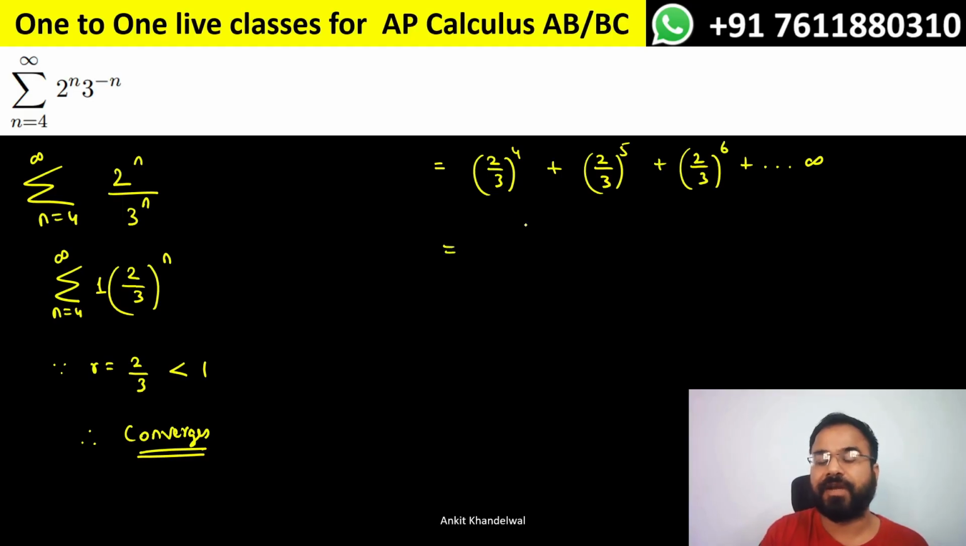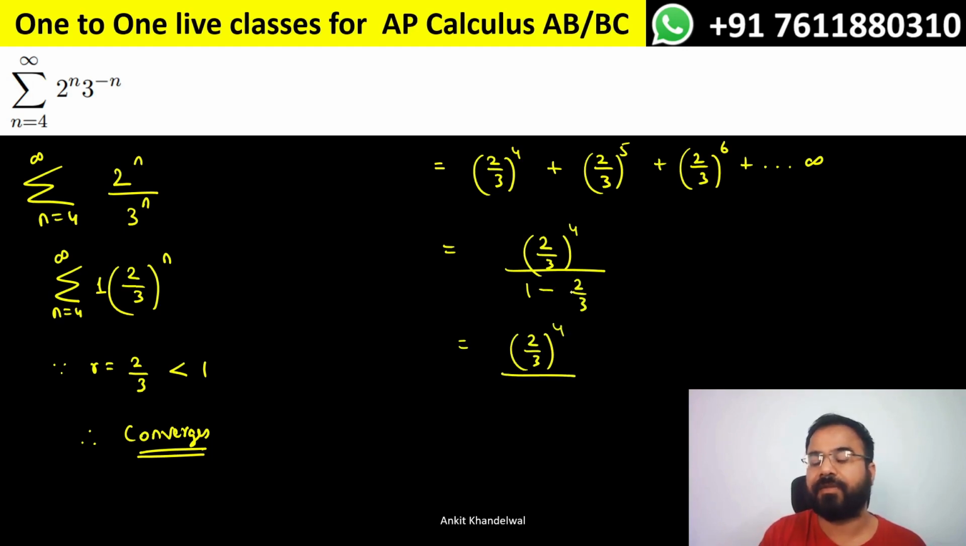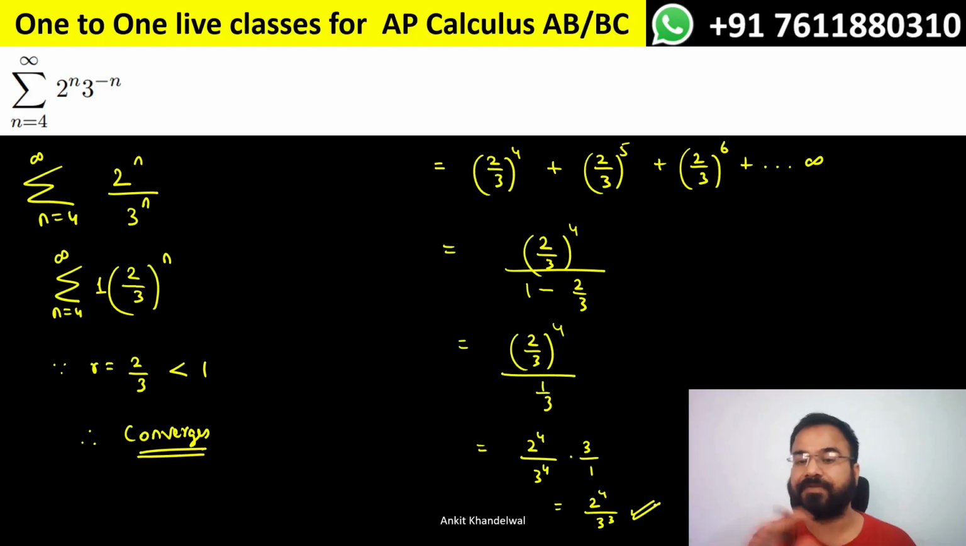So the sum of the infinite terms is a upon 1 minus r. So a is this, upon 1 minus the common ratio. The common ratio was 2 by 3. So it's 2 by 3 whole power 4 divided by 1 minus 2 by 3, which is 1 by 3. So finally it is 2 power 4 divided by 3 power 4, divided by 1 by 3. So it will become 3 by 1. Finally we can say it is 2 power 4 by 3 power 3. That is the sum to which the series will converge.